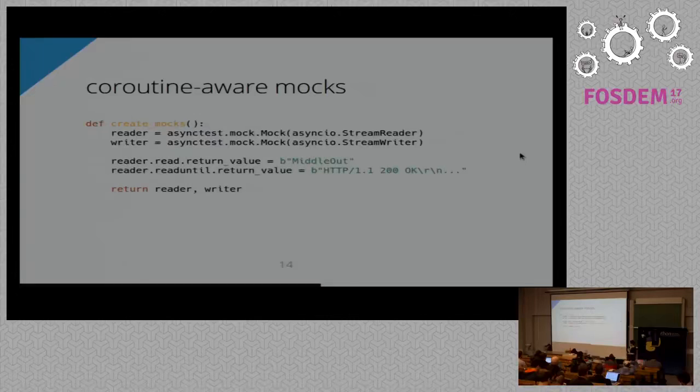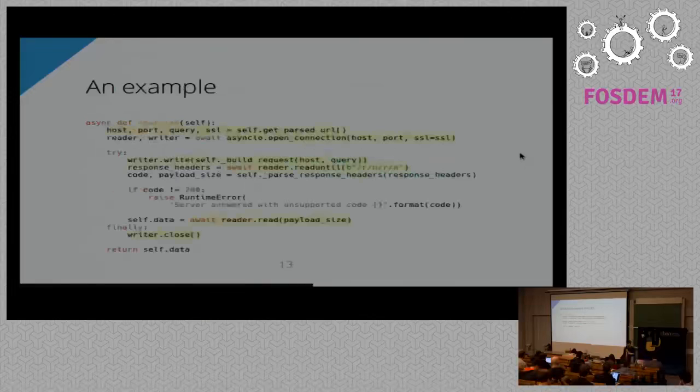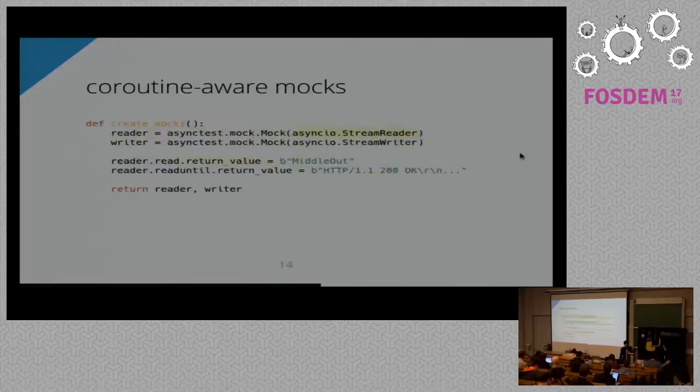So here what I do is define a function called createMocks. I just mock my stream reader and stream writer, which are the two objects returned by my open connection coroutine. As you can see, you can specify the spec as you would do with unittest, and in that case the mock object will be smart enough to detect that one of the attributes you are accessing is actually a coroutine function and not a plain function, so it will work correctly. Here, for instance, I just specify what I expect to get as a result of my read and readuntil calls that were in my example.